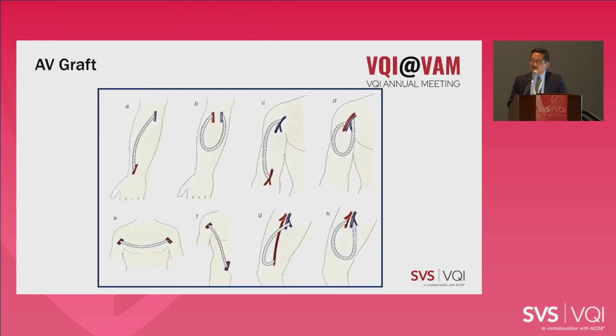The AV graft is the other main surgery that we capture. This is basically a connection, again, between an artery and a vein, but instead of being a direct connection, there is a piece of prosthetic between the two vessels. These geometries are limited only by your imagination to some extent, but in practice, there are really only a few that we use. Typically, the loop there in B, the brachial artery to axillary vein graft in C, or sometimes the thigh graft there in the lower right-hand corner.